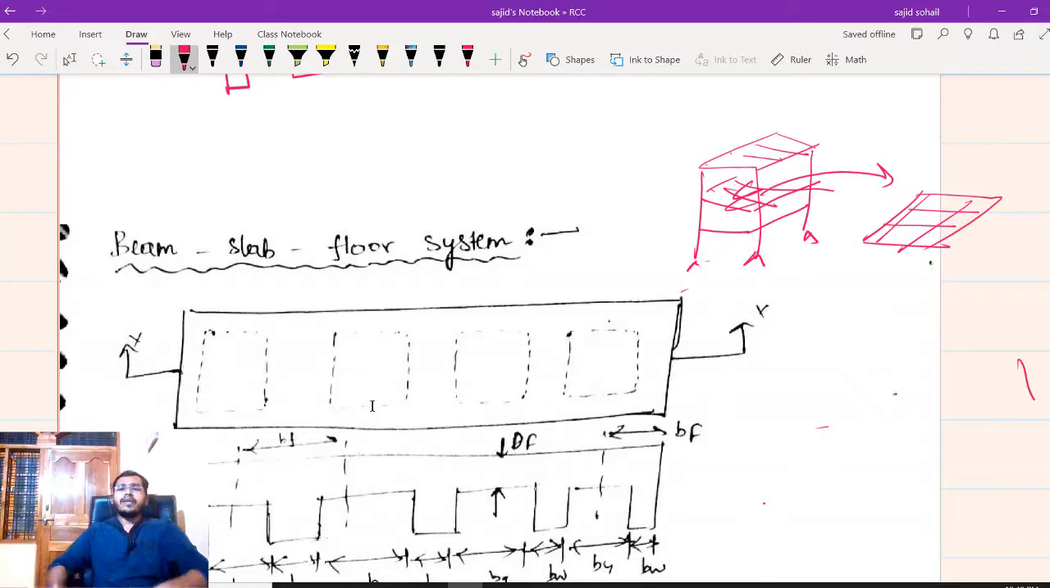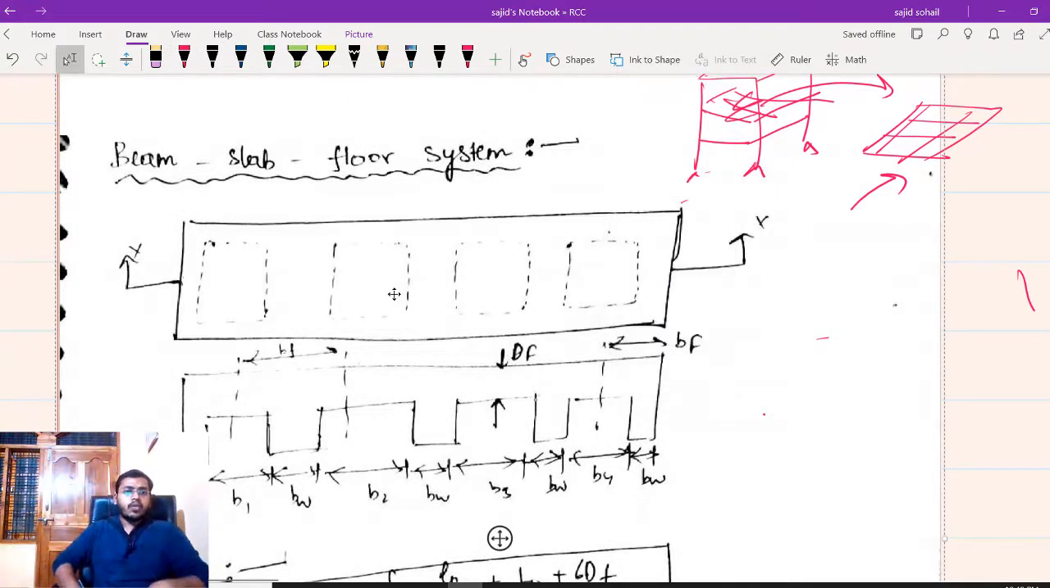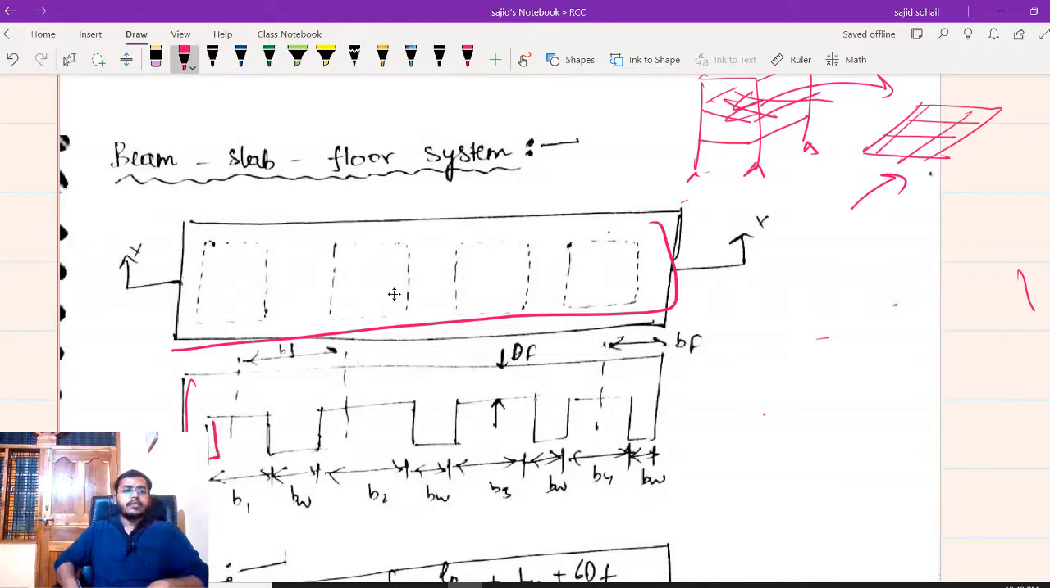So basically, whenever you are seeing this, obviously you are not getting individual T or individual L. What you are getting is a combination. So for example, look at this example. Just for example, you are getting a shape something like this. This is a combination of L and T. How? Let us try to understand.